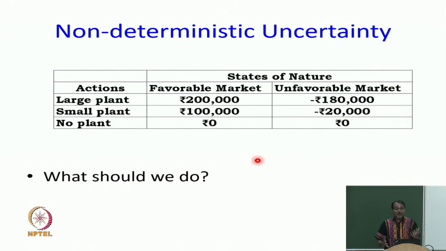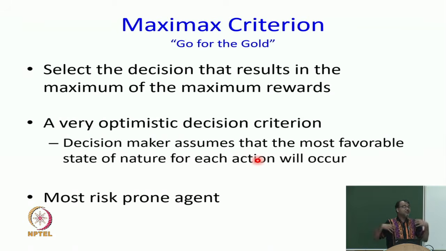So, people who say that, look, I think the world is beautiful. I think the world will just play their cards exactly to make sure I get the maximum reward. So, let me choose the most favorable option for each action and then figure out which is the best action. This is the agent which is most risk prone. This agent embraces risk.